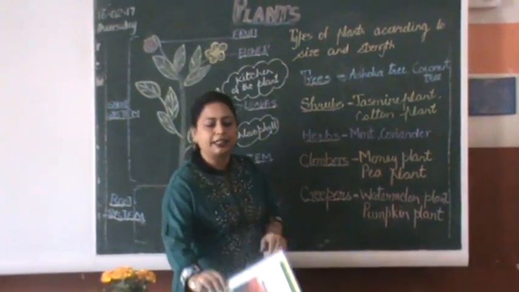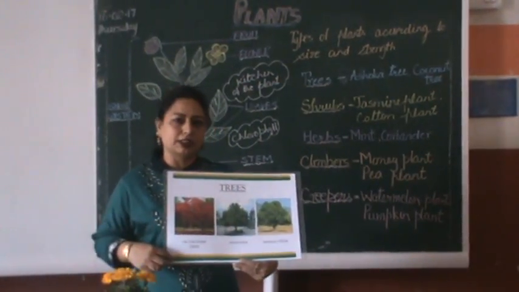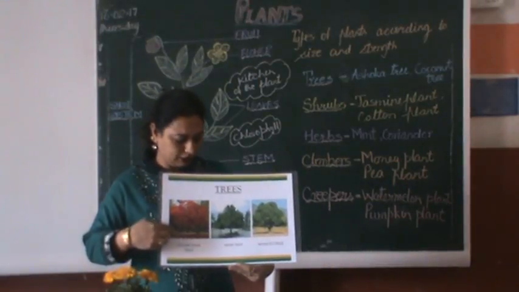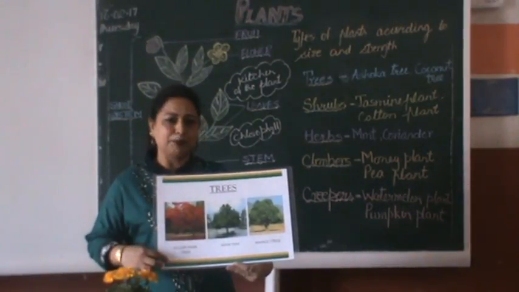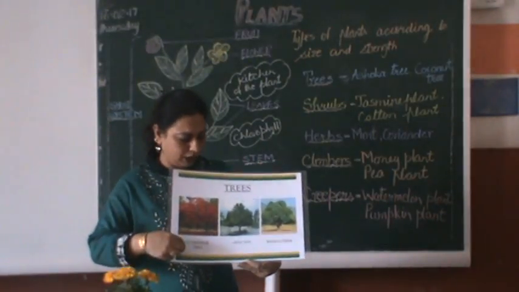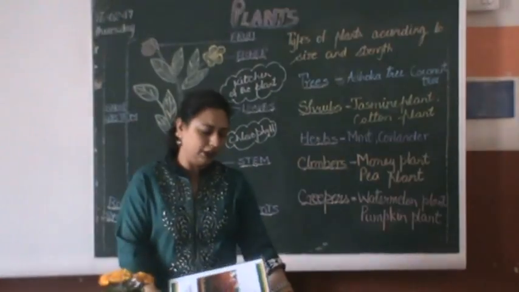First are trees. As you can see in this picture, trees are very big plants. They have a thick and hard stem called trunk. They have many branches and deep roots. They live for many years, like Gulmohar tree, Neem tree, mango tree, Ashoka tree and coconut tree.